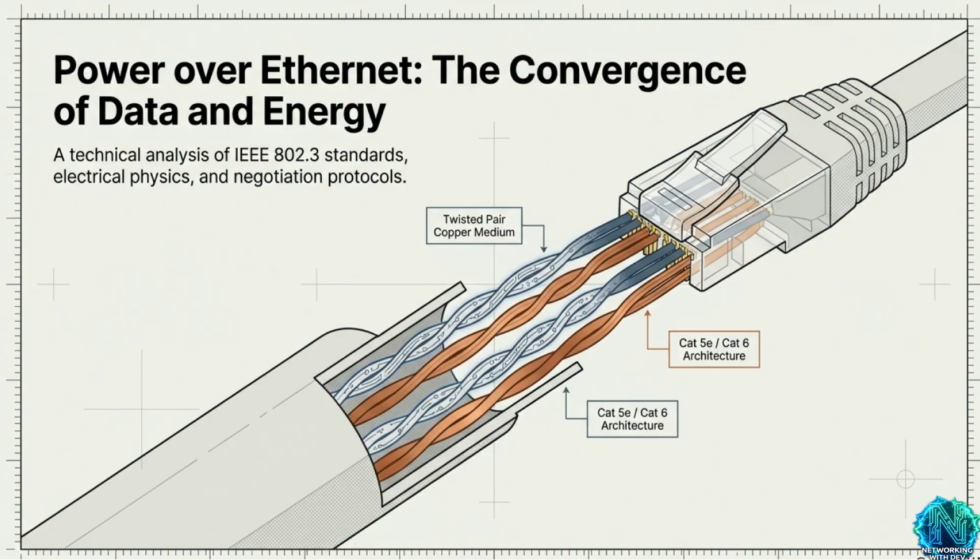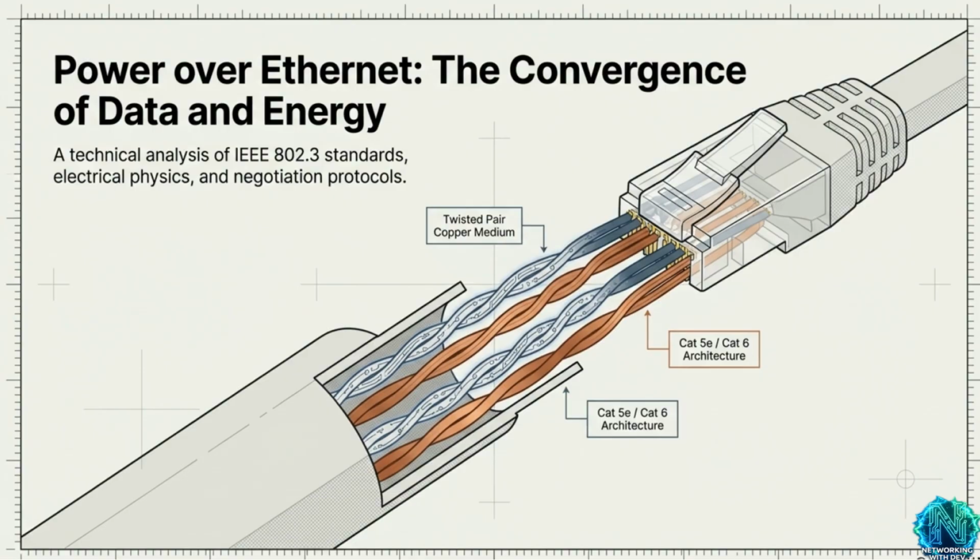As you can see in this technical cross-section, we are utilizing the existing twisted pair copper architecture of your Cat5e and Cat6 cables. Instead of needing a separate electrical outlet for every device, we use the unused wires in the bundle to deliver DC voltage. This allows a single cable to provide both the high-speed data connection and the electrical heart for the device.